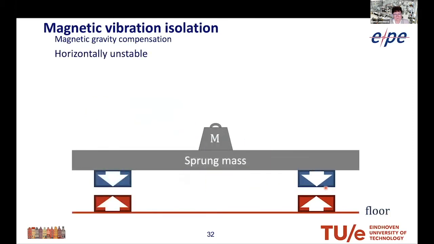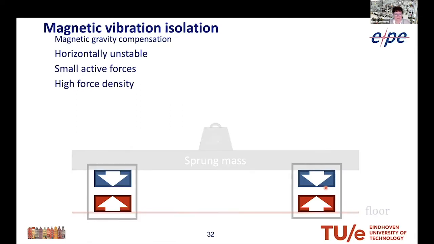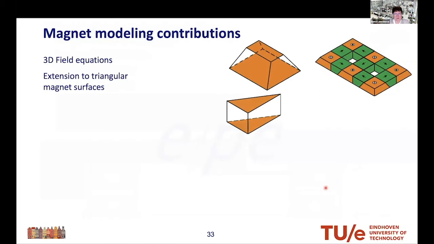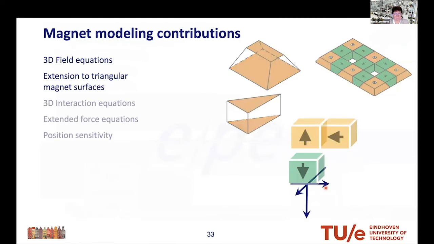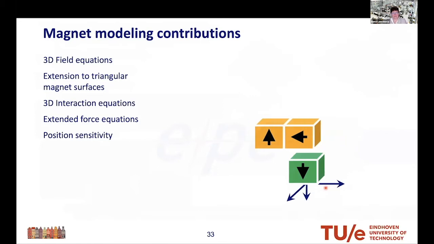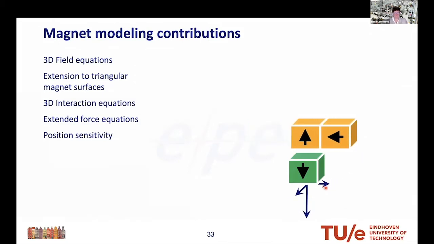So following the next discussions, we can recognize that it is horizontally unstable, small active forces are exerted, and high force density can be provided. What should be done? First of all, magnet modeling contributions in 3D field equations and extension from rectangular shape of the modeling of the permanent magnet by means of charge, the 3D charge modeling approach, to the triangular magnet surface and predicted 3D interaction equations and extended force equations for position, defining the position sensitivity.